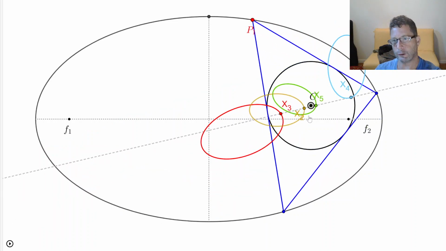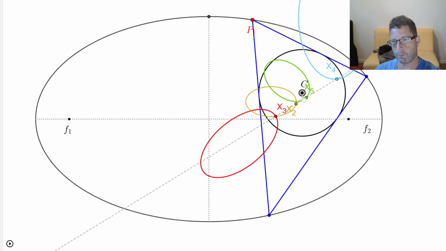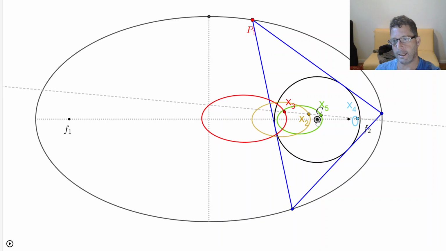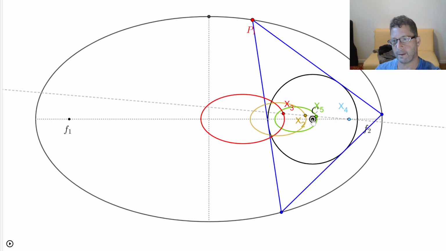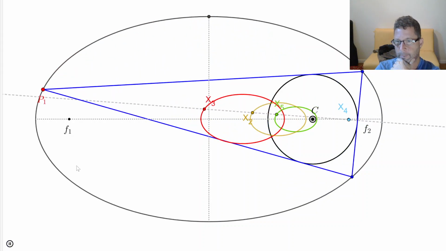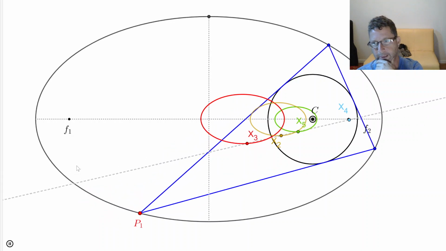Okay, now what I want to show in this video, if GeoGebra will allow me to do this, is to place C on the major axis of the outer ellipse, okay, and now study the dynamic loci of x2, x3, x4, and x5.